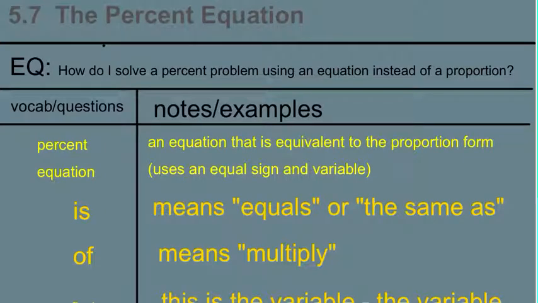All right, welcome to 5.7, the percent equation. This has to be one of my favorite lessons ever. I love the percent equation.